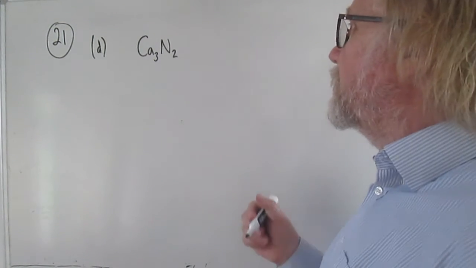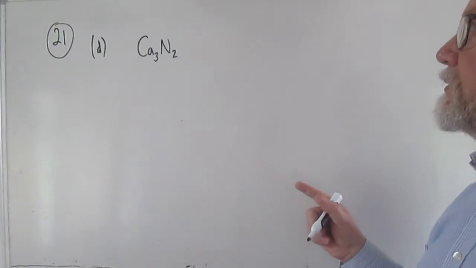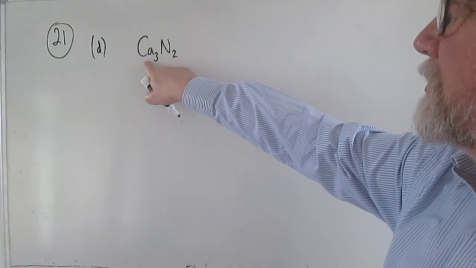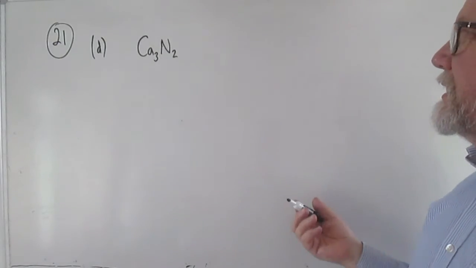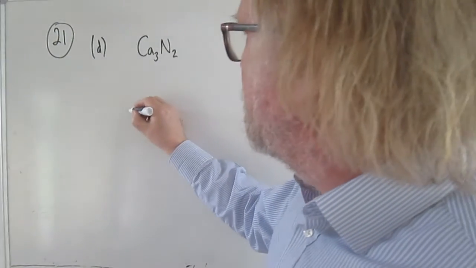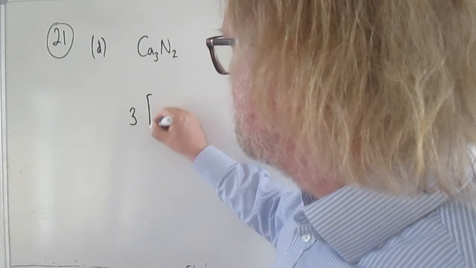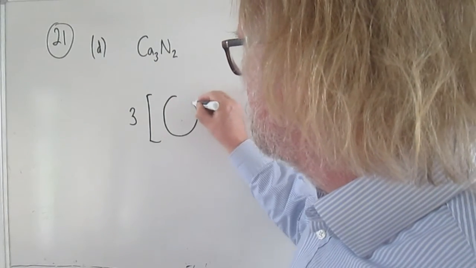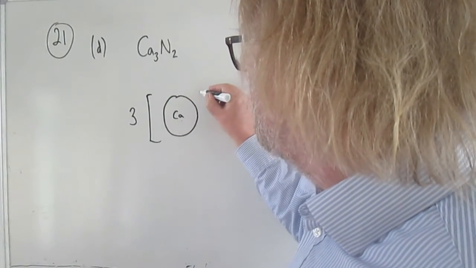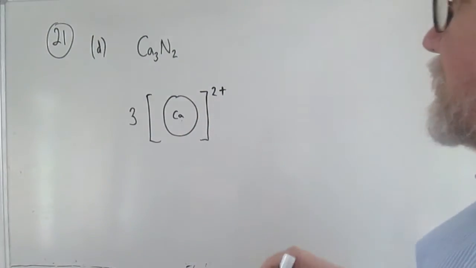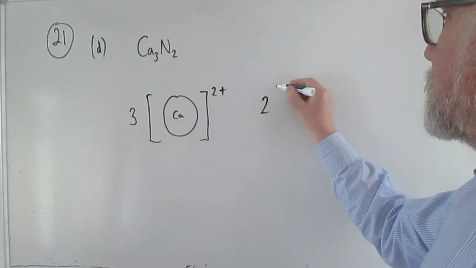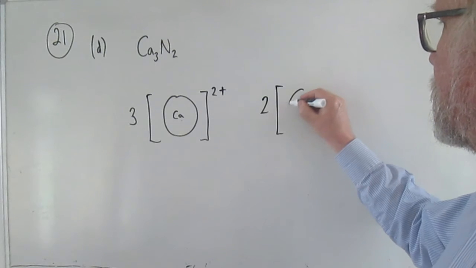So you have to remember how these dot and cross diagrams work for ionic compounds, which is that you show the positive and negative ions separately. They're not going to expect you to draw the calcium ion out 3 times and the nitrogen ion out twice. That's just a waste of time, and they realise that. So the thing to do is to say, right, I'm going to have 3 lots of the calcium ion, which is 2 plus, so you draw the bracket round it and the charge outside, and then 2 lots of the nitride ion.